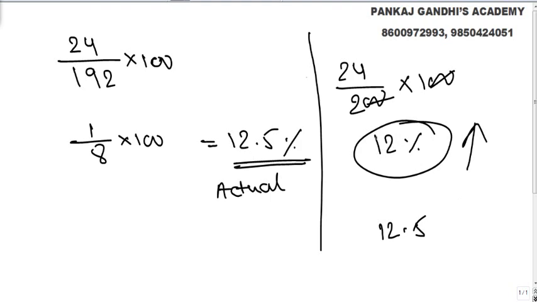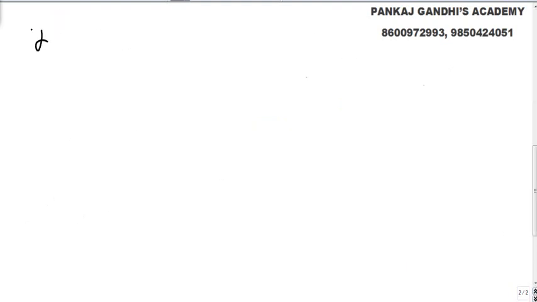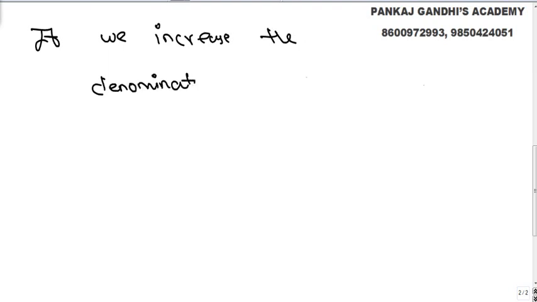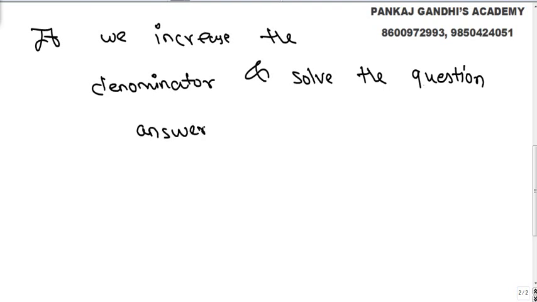Now what all we did? Denominator actual was 192 and we made it a round figure 200 and we solved it. But to get the actual answer, this answer should be increased. The simple concept is, if we increase the denominator and solve the question, answer should be increased.